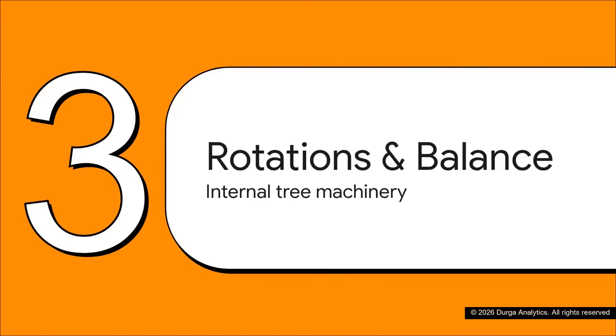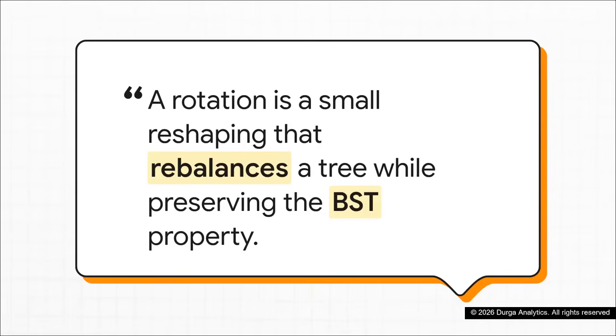Moving on to Section 3, rotations and restoring balance. Let's look at the internal machinery of self-balancing trees. So how exactly does the tree magically fix itself without messing up all your sorted data? The secret is rotations. Now, as a principal engineer, I'll let you in on a little secret. You really don't need to memorize the rote mechanics of left and right rotations. Standard libraries are going to handle that implementation for you.